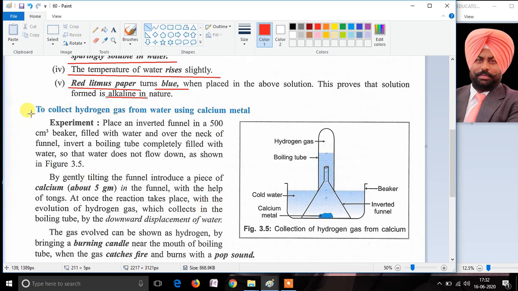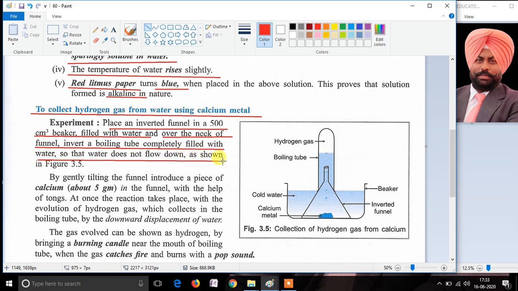Now let's see the experiment to collect the hydrogen gas from water using calcium metal. If we want to collect hydrogen gas by the reaction of calcium and cold water, we have to place an inverted funnel in a 500-gram beaker which is already filled with water, and over the neck of the funnel we have to invert a boiling tube which is completely filled with the water so that the water does not flow down.